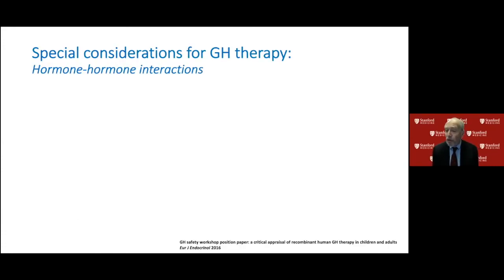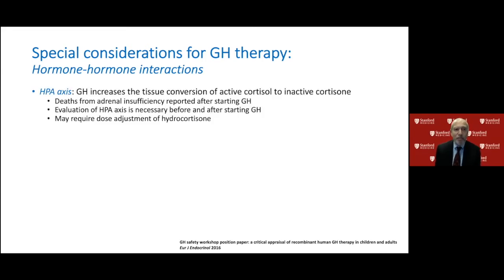When we give growth hormone, we have to be cognizant that there are many hormone-hormone interactions. The most important one involves the hypothalamic pituitary adrenal axis. Growth hormone increases the conversion of the active hormone cortisol to the inactive metabolite cortisone.